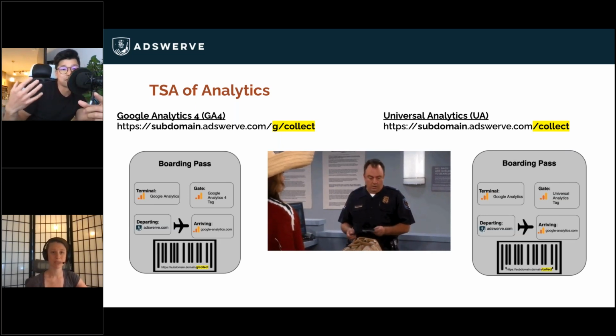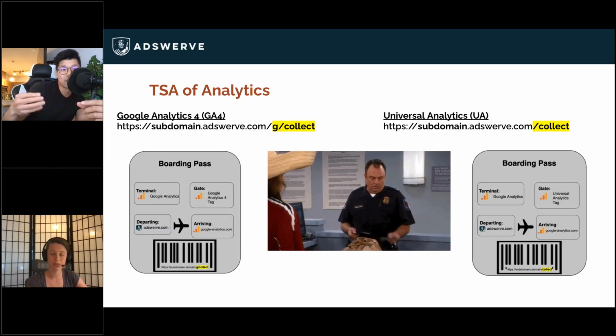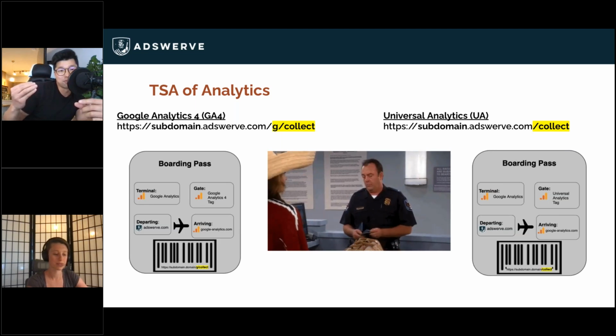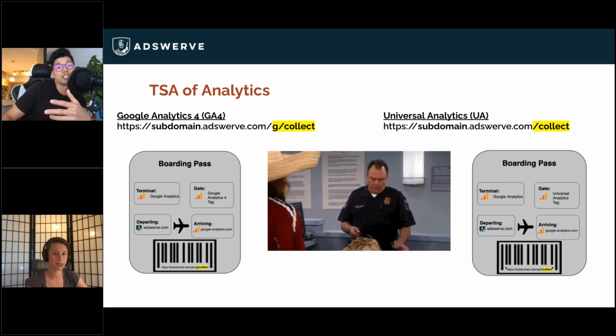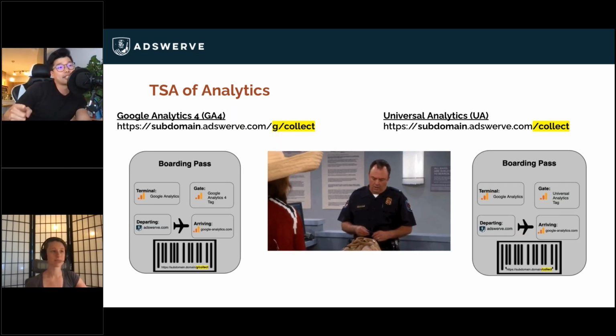If you had a boarding pass for Universal Analytics, you're departing adswerve.com and you want to go to googleanalytics.com, you've got to figure out which gate you want to go to. The server container will basically direct you in the right direction, and /collect for UA is essentially the Universal Analytics tag. So go ahead, next slide.